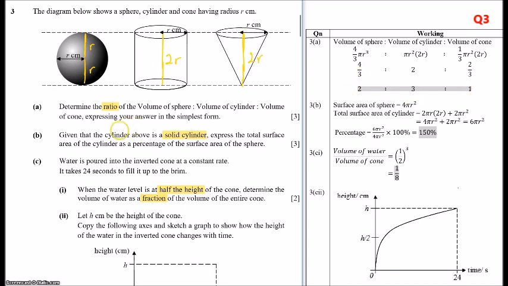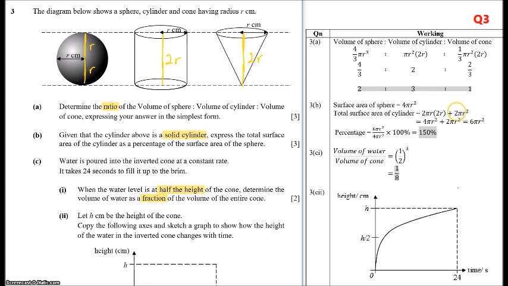Okay, so next part. Given that the cylinder is a solid cylinder, again, why do I highlight solid cylinder? Because the word solid matters. Once you say the word solid, that means the top part is not empty, which means you must count this as part of the surface area. So the surface area will be the top circle, the bottom circle, and the curved surface area. And that's why you get pi r square times 2.